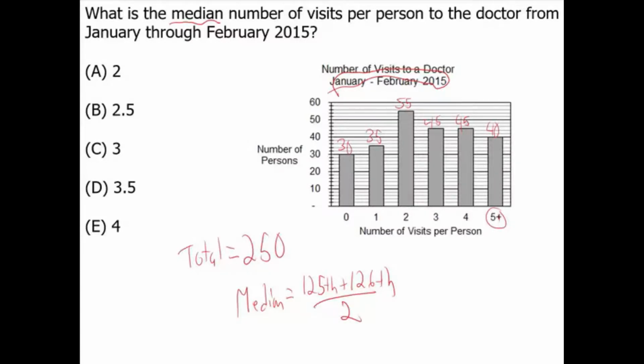0, we have 30. 1, we have 35, so 65 people have been to the doctor one or fewer times. Adding 55, it's 120. Added to 45, it's 165. Now we know that 120 people have visited the doctor 2 or fewer times. That means that the 125th and the 126th person must have visited the doctor 3 times from January to February in 2015. So that's how we know that the median is going to equal 3 plus 3 divided by 2, or simply just 3. The answer is C.